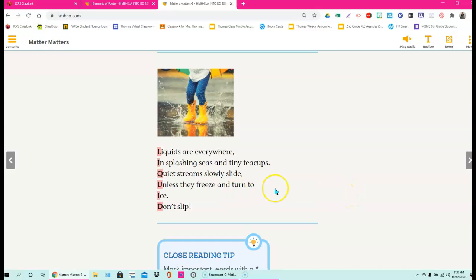Liquids are everywhere, in splashing seas and tiny teacups. Quiet streams slowly slide, unless they freeze and turn to ice. Don't slip.